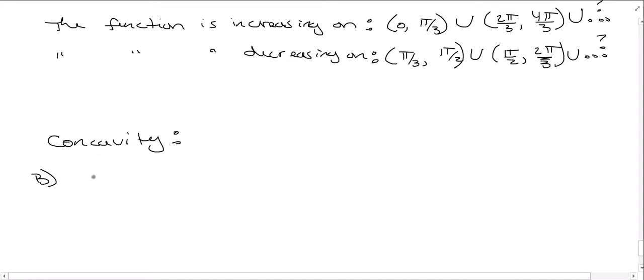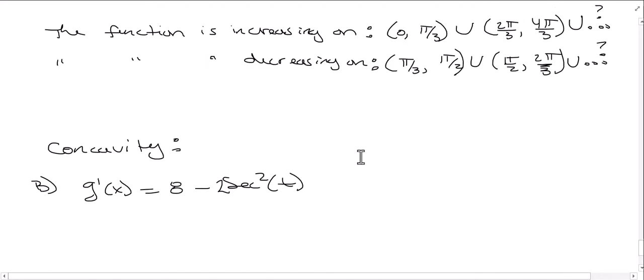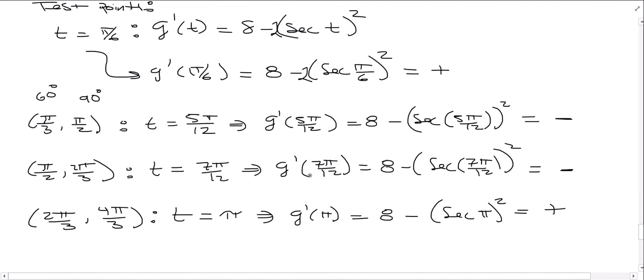So part B, where's the function concave up or concave down? So let's remind ourselves that our derivative was 8 minus, sorry, minus 2 secant square of t. Oh, I wrote it wrong here, but I don't think that changed too much. These values should still come out to be the way that they are, positive, negative, negative, positive.